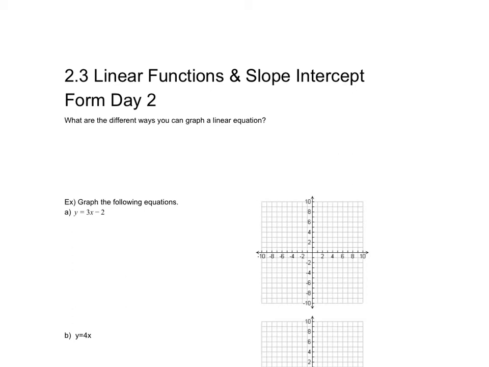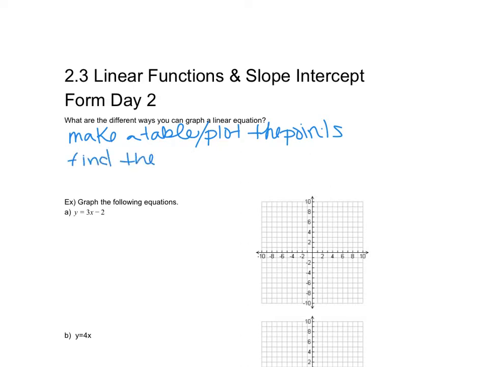All right, so section 2.3, day 2, is more about graphing lines. So what are the different ways you can graph a linear equation? Well, the most basic is to make a table and then plot the points. That's the most basic. Okay, then we have, from last lesson, find the intercepts: find the x-intercept, find the y-intercept, and then connect them.